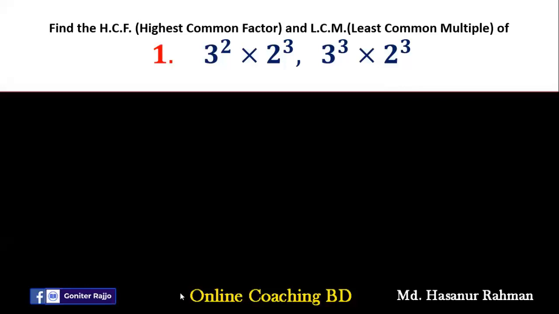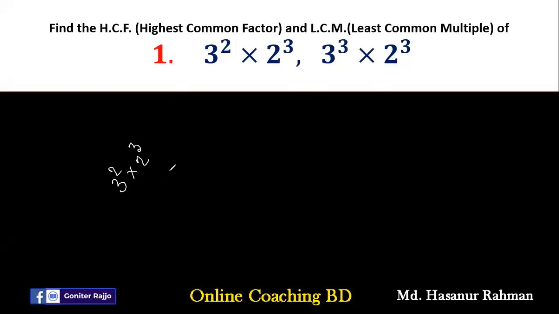5B number 1. Number 1 says find the HCF. HCF means highest common factor and LCM. LCM means least common multiple of 3 square multiplied by 2 cube, 3 cube multiplied by 2 cube. So at first, 3 square multiplied by 2 cube.